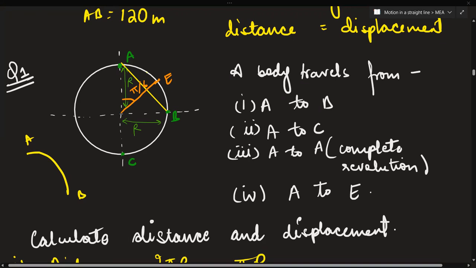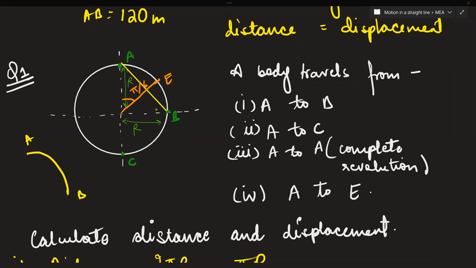So this yellow part AB is simply displacement, and the curved path AB is 2 pi r by 4, because it is a 1/4 part of the circle. So 2 pi r by 4 is simply your distance. Did you understand this difference between AB? Yes or no? Distance and displacement is clear.